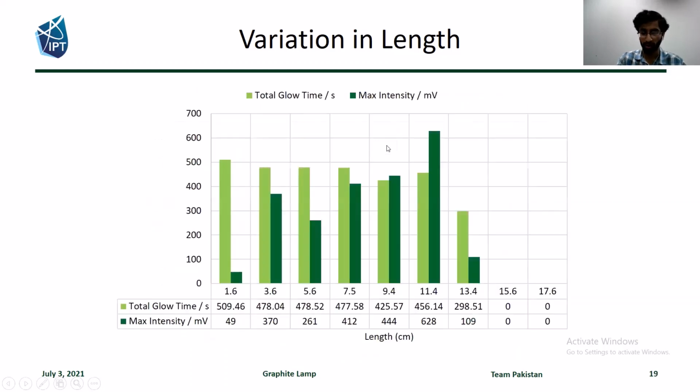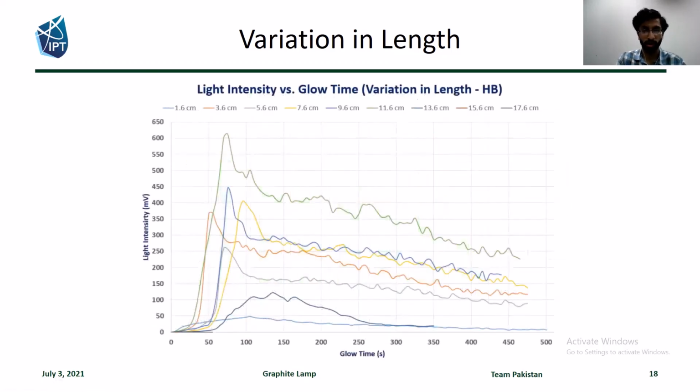So it's the same graph, and we were able to get a high intensity and a high maxima at 11.6 centimeter. There were other trends also, but they were less compared to the intensity that we were able to observe for 11.6 centimeters. So that's a great length.